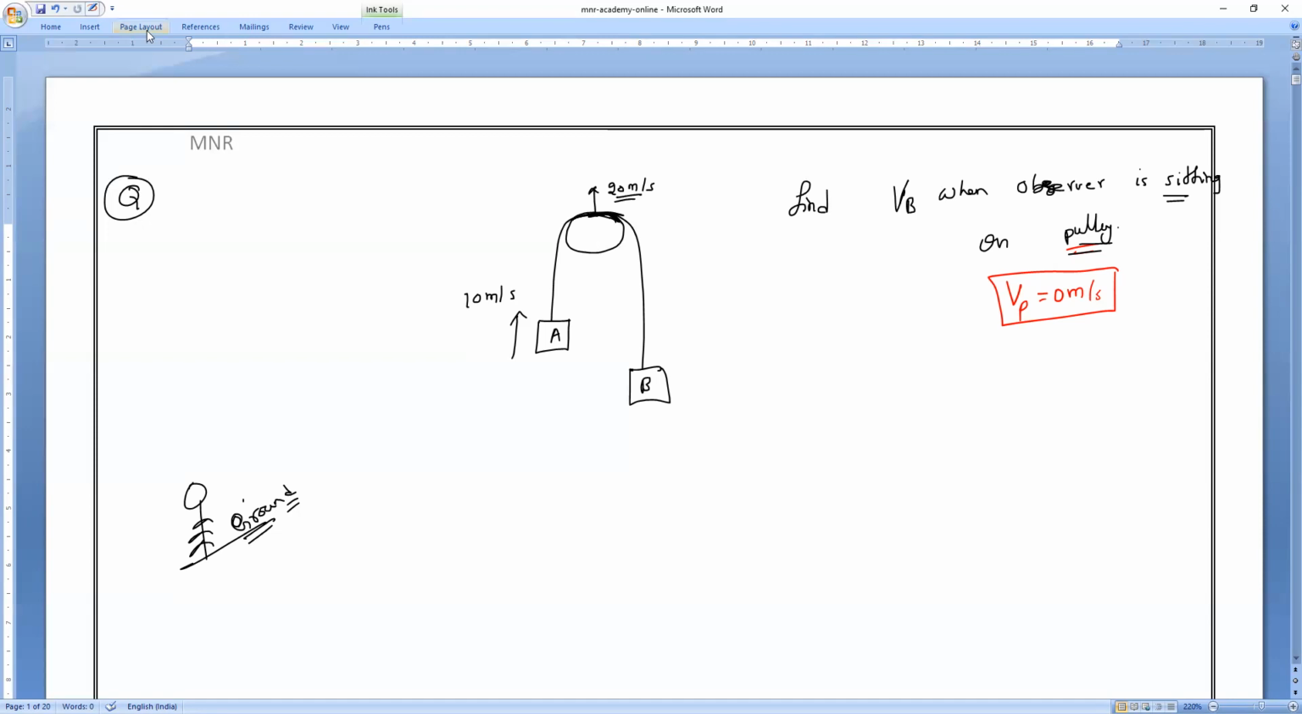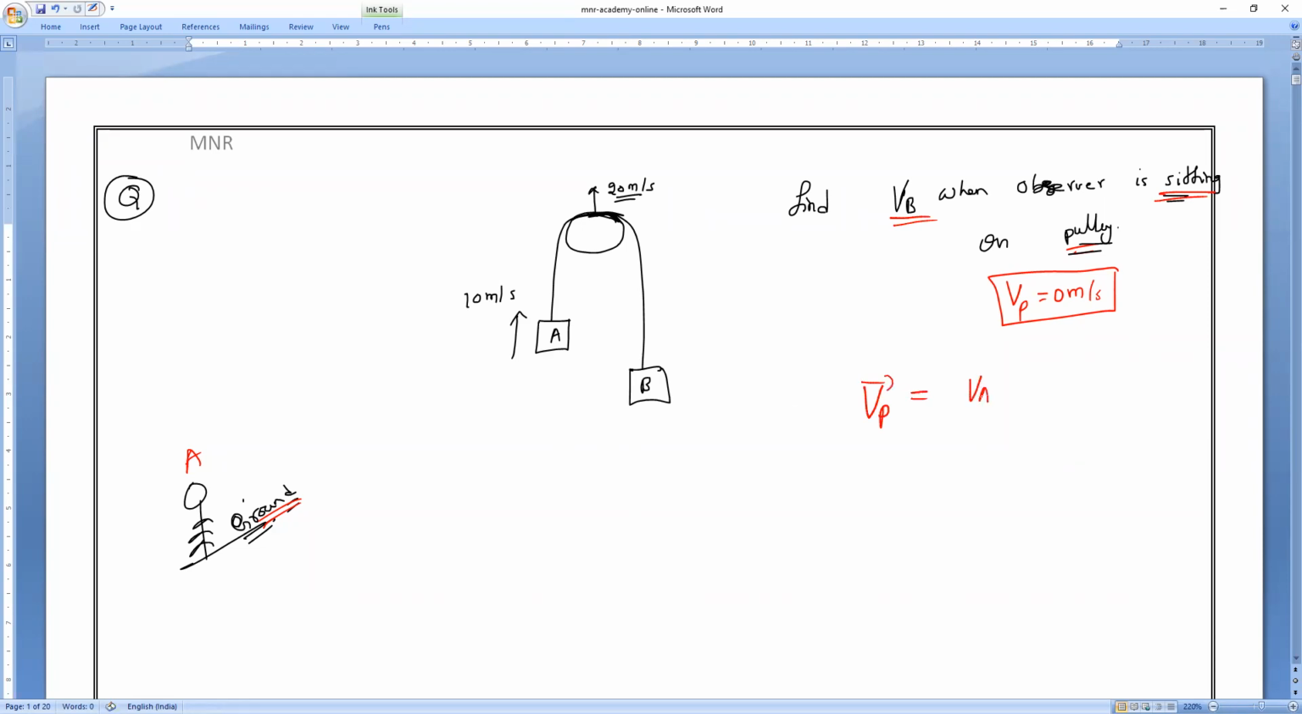Here we don't even know the velocity of B when the observer is observing from the ground. We don't know. So the first duty is to find that. Then only we can find the velocity of B when the observer is sitting on the pulley. So now let me first find the velocity of B when the observer is on the ground.